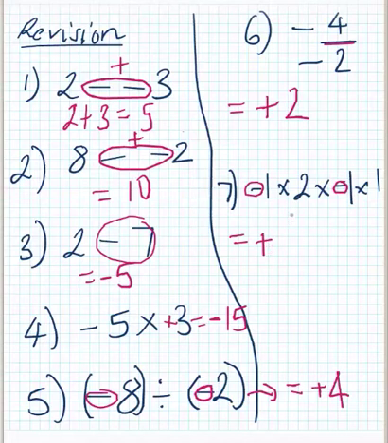And now just go from left to right. What's 1 times 2? It's 2. 2 times 1 is 2. And 2 times 1 is 2. So the answer is just positive 2. So hopefully that's all come back to you in case you've forgotten while you've been on camp.